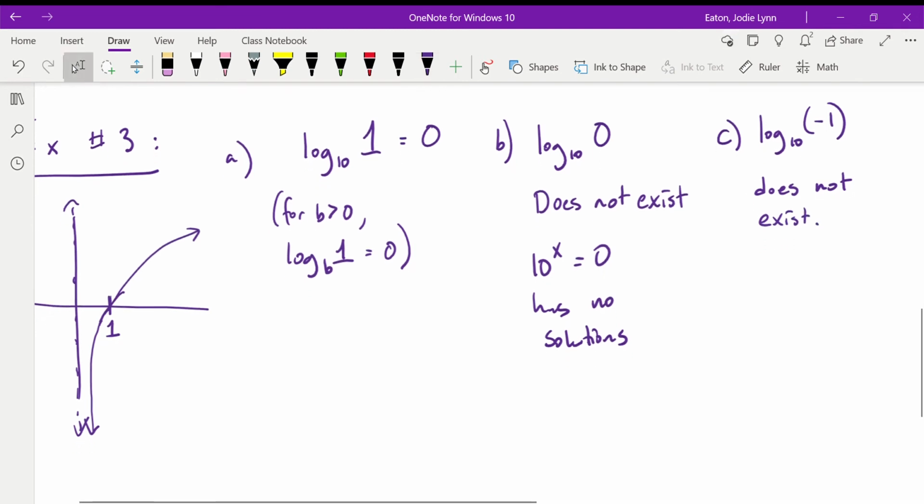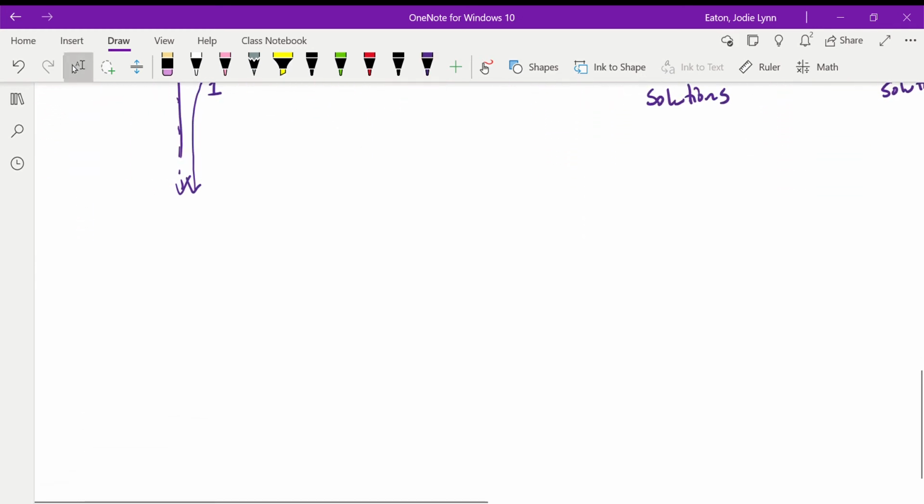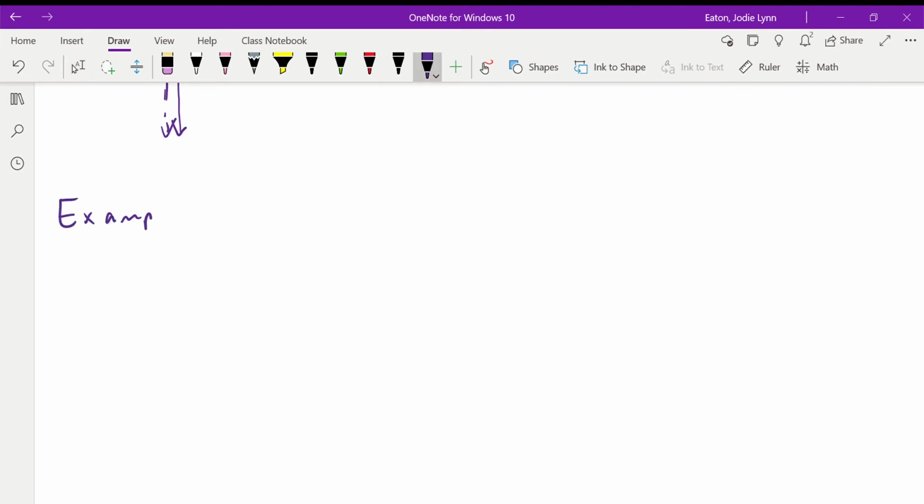Okay, because 10 to the x equals negative 1 has no solutions. You can't raise a positive number to any exponent and get a negative number. Negative exponents just reciprocate. They don't actually make it negative. Let's look at another example.